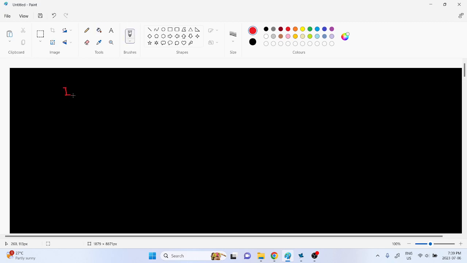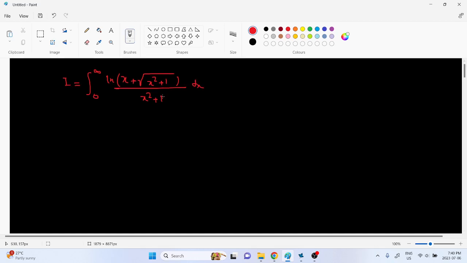I noticed a nice integral done by Math 505 on his channel, which was the integral from 0 to infinity of the natural log of x plus square root of x squared plus 1, divided by x squared plus 1, dx. And after the substitution and simplifications, he finds another integral to evaluate, which I'll call I1, the integral from 0 to pi by 2 of the natural log of 1 plus sine theta d theta.